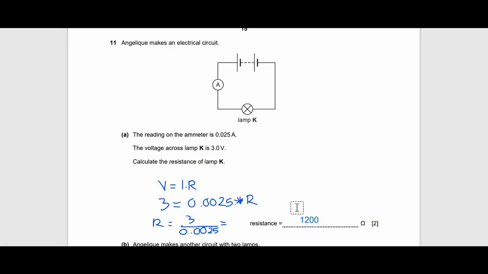For question 11, the answer is 1200 ohm. How does it work? We have the formula V equals IR. V is 3 volt. I is 0.025. Sorry guys, that's a calculation error. So 3 over 0.025. Let's recalculate. So it's 120. 120 is the answer. So the correct answer is 120 ohm. Let's move on.